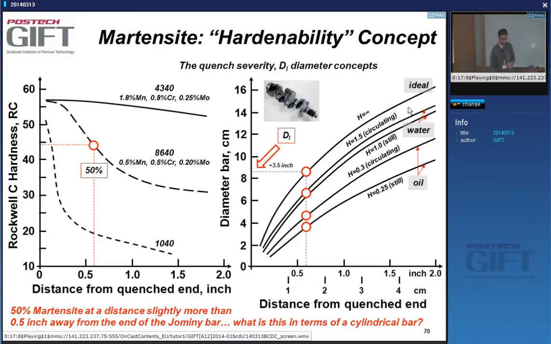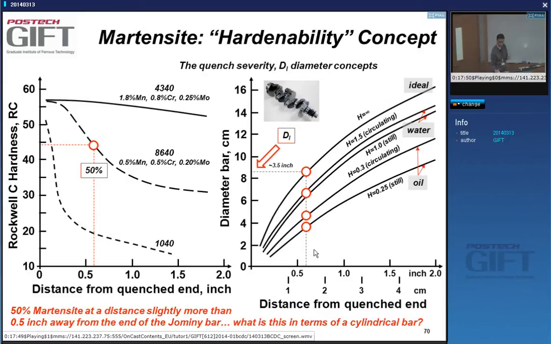Now, what's an ideal quench? Ideal quench is such that the temperature at the surface is equal to the temperature of the coolant. If you keep the coolant flowing, you will have a situation like this. If your coolant is stationary, obviously you will have a less than ideal removal of heat, and you'll have a much smaller diameter that you can have 50% of martensite in the center.